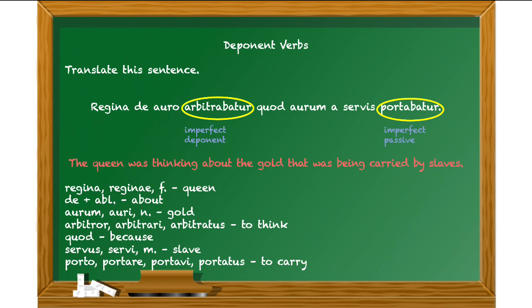Porto, on the other hand, regular verb, passive ending, well, that means it's passive. Was being carried. The gold itself wasn't doing anything. It was passively being carried. And that's what's going on with deponent verbs.